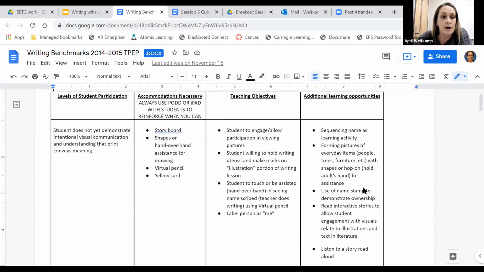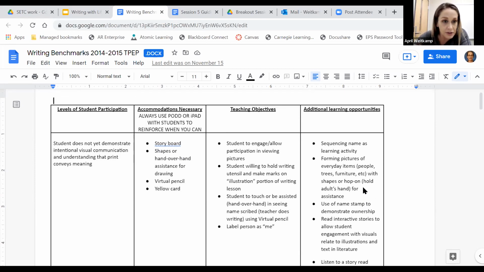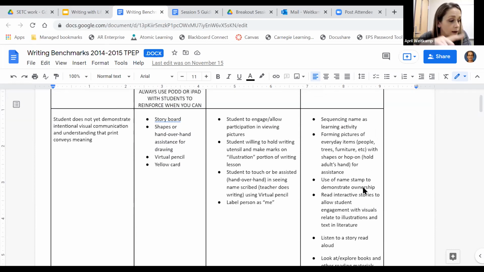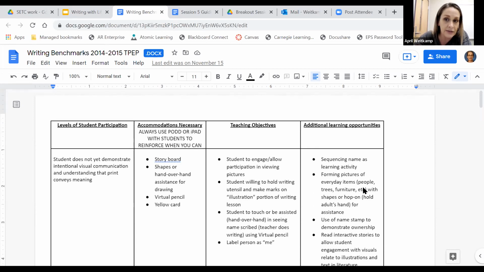So here are my benchmarks. I've got the level of student participation, how we perceive it, the things that you're going to need, your teaching objectives beyond just what the IEP goals and objectives are, and then other activities or ideas.